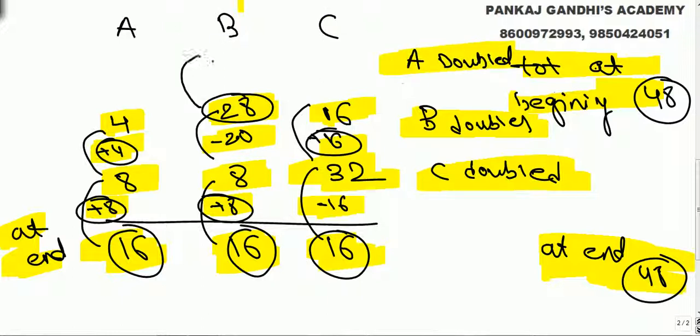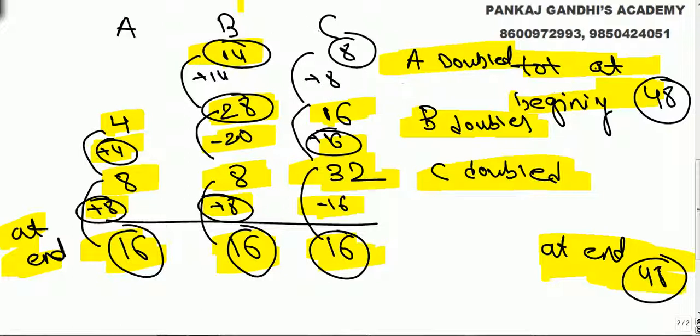So after doubling is 28, so before that it was 14. After doubling is 16. Before that it was 8. And A gave 14 to him, 8 to him. After giving 22, he is left out with 4. So before that it was 26. As you can check out, at every step total was always 48.